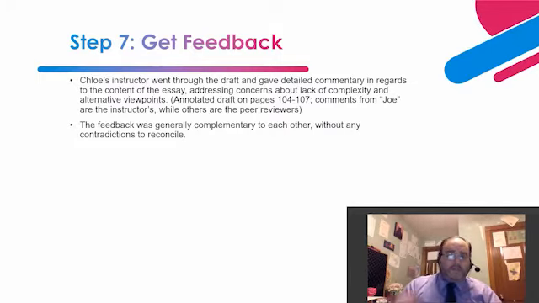So you want to try to do a little bit more than that for your teammates as you are giving them feedback. Now, the feedback was generally complementary to each other without any contradictions to reconcile. There weren't any instances where one reader saw something completely opposite of what another reader saw. Everybody was pretty much in agreement as to what the issues were and what she was doing right and what she was doing wrong.